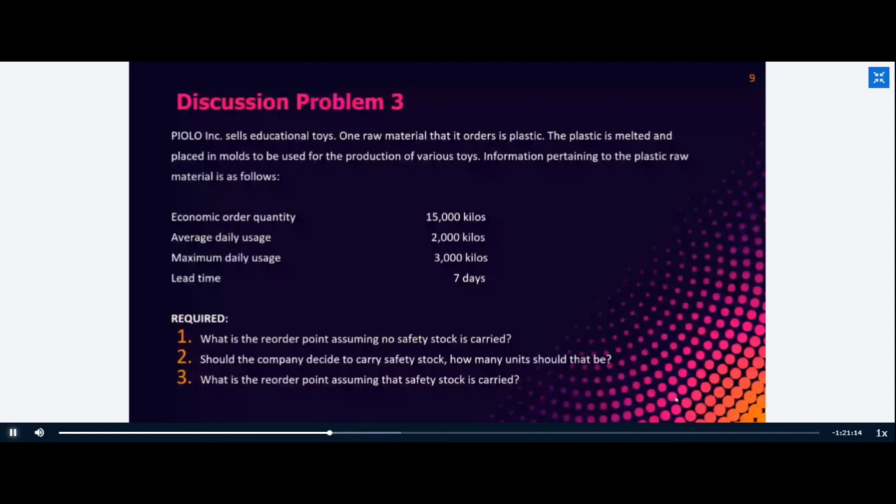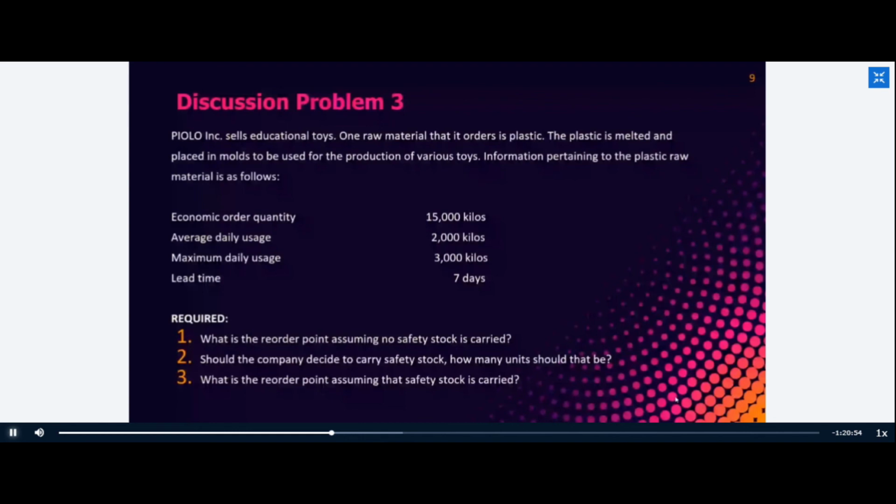So let me read the problem. Piolo Incorporated sells educational toys. One raw material that it orders is plastic. The plastic is melted and placed in molds to be used for the production of various toys. Information pertaining to the plastic raw materials is as follows.